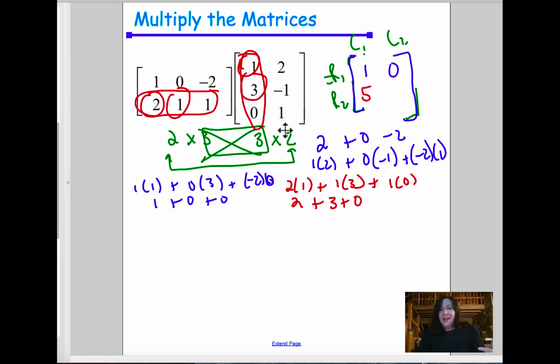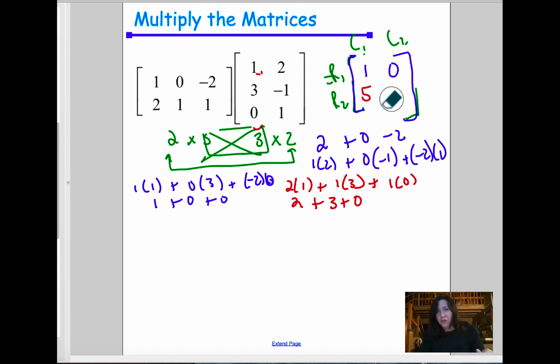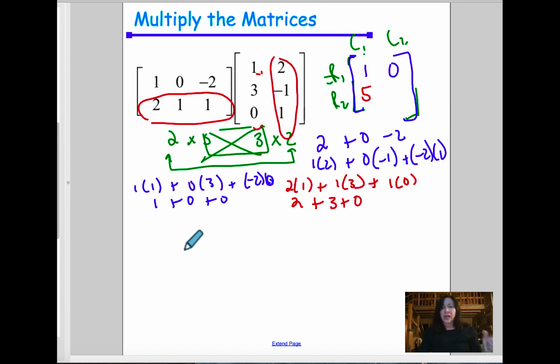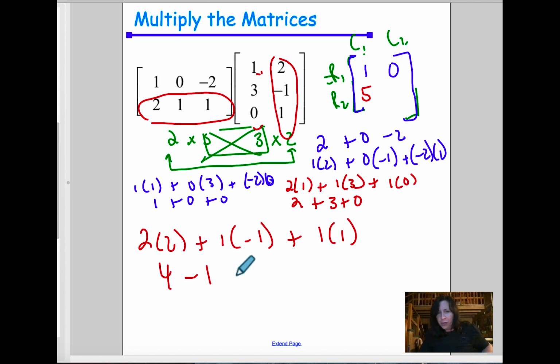Okay. Lastly, for this problem, to get this value here, which is row 2, column 2, we're going to go row 2, which is this row, rows go across, and column 2, which is this column, like that. So we're going to go 2 times 2 plus 1 times negative 1 plus 1 times 1. So that's 4 minus 1 plus 1, 4.